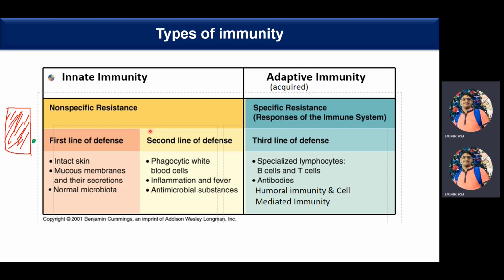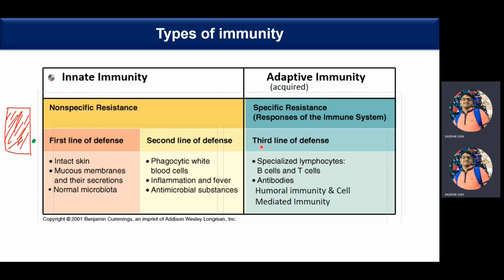Then comes the third line of defense, that is the adaptive immunity. Now, adaptive immunity takes some time. So innate immunity is in real time. There is no time lag between the action of the innate immunity and the pathogen infection. As soon as the pathogen infects, the phagocytic cells as well as inflammation and fever start.